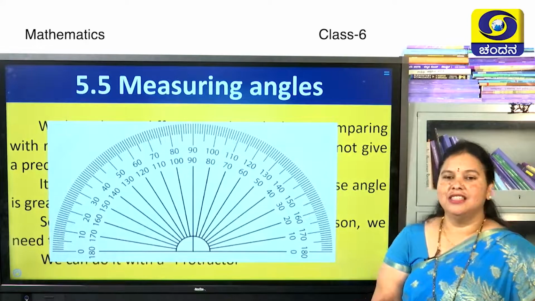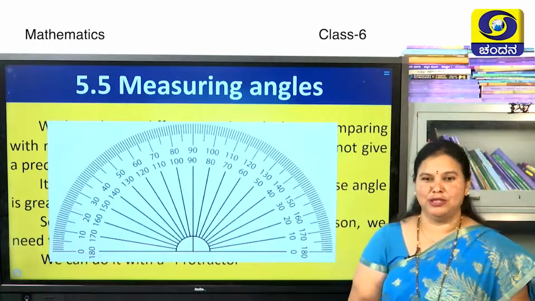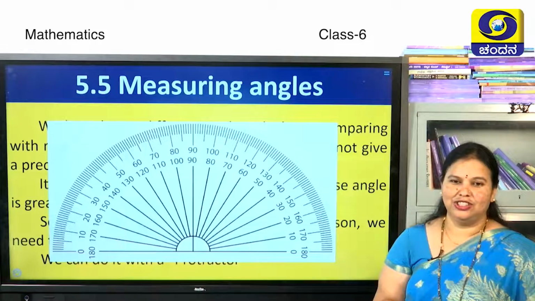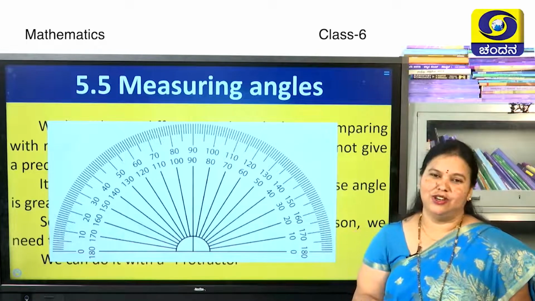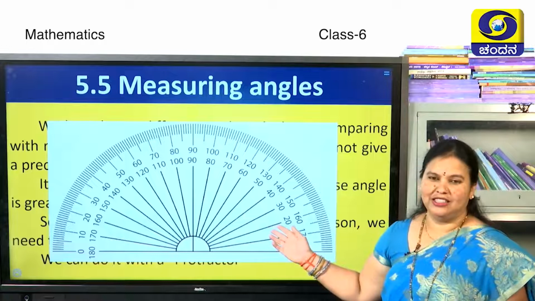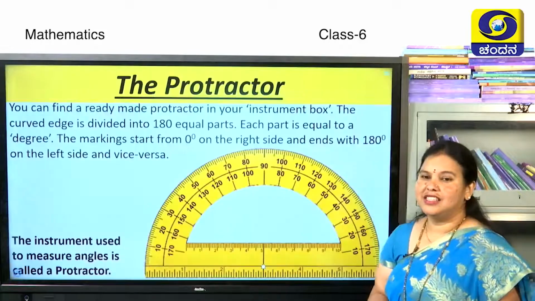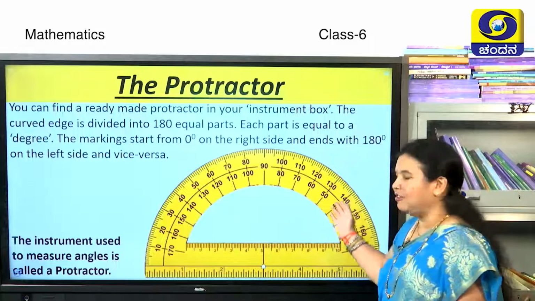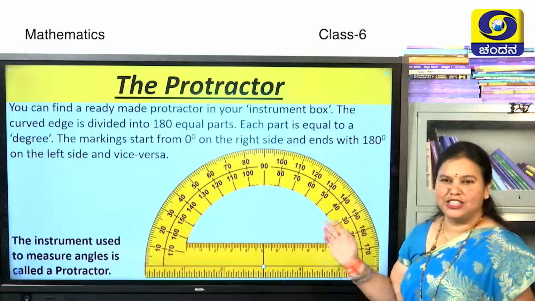See, this is the picture of a protractor which is there in your instrument box. Now it's time to take out your protractor, pencil, scale, eraser and all. With the help of this protractor, now we will understand how to measure angles. You can find a ready-made protractor in your instrument box.